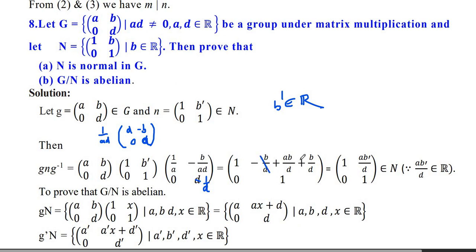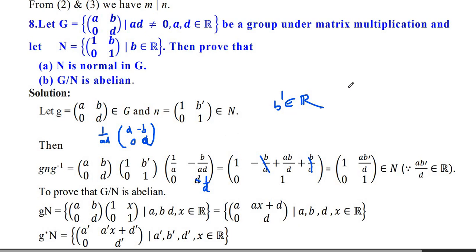So in this b by d, minus b by d and plus b by d gets cancelled, leaving this. So it is 1, 0, 1 in these entries, and this is ab prime by d, and this definitely belongs to N because a, b prime, d are all in R, so this must be in R. So we have g n g inverse belonging to N, therefore N is normal in G. And of course, this N must be a subgroup, that needs to be established. So that is not established here.